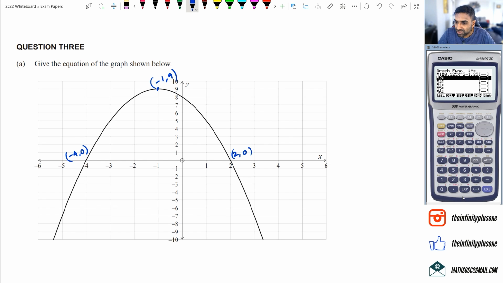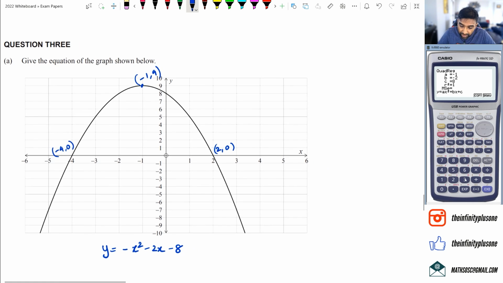We've got new stat mode. Where are we at? Menu, stat mode. So my values are -4, -1, and 2. We've got 0, 9, 0. And so our equation for this graph is y equals negative x squared minus 2x minus 8. So how are we going to do this without the graphics calculator?